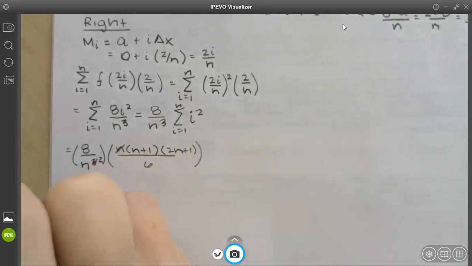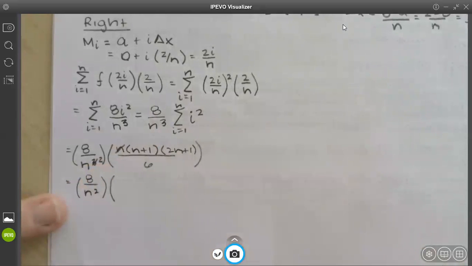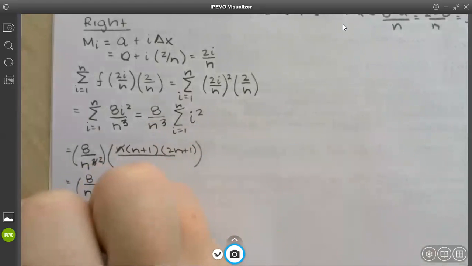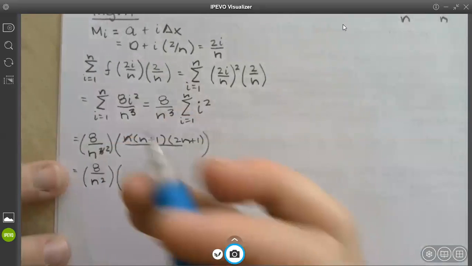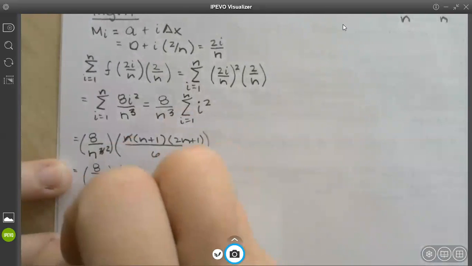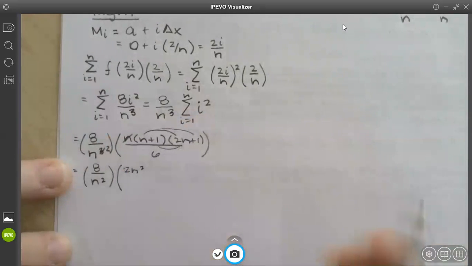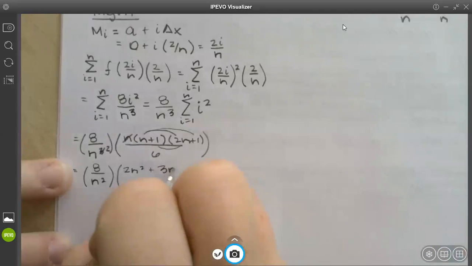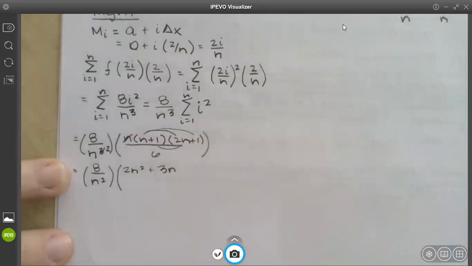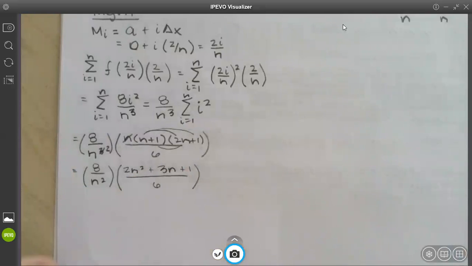I'm going to leave this 8 over n squared for a minute. I am going to go ahead and distribute the top. We get 2n squared, I do n times 1 is 1n and 2n times 1 is 2n, which makes 3n. Is everybody okay with that? And then 1 times 1 is 1. All over 6.